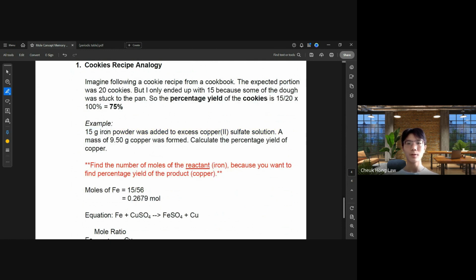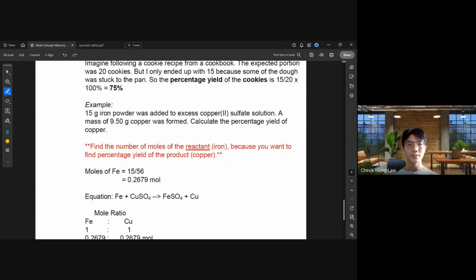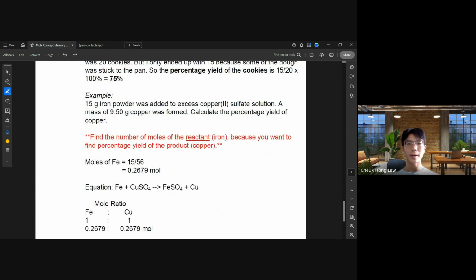15 grams of iron powder was added to excess copper 2 sulfate solution. A mass of 9.5 grams of copper was formed. Calculate the percentage yield of copper. Now, you want to find the number of moles of the reactant, which is iron powder, because you want to find the percentage yield of the product. So you find how much reactant actually took part in the reaction, then you compare it with the product to see how much product was actually formed.